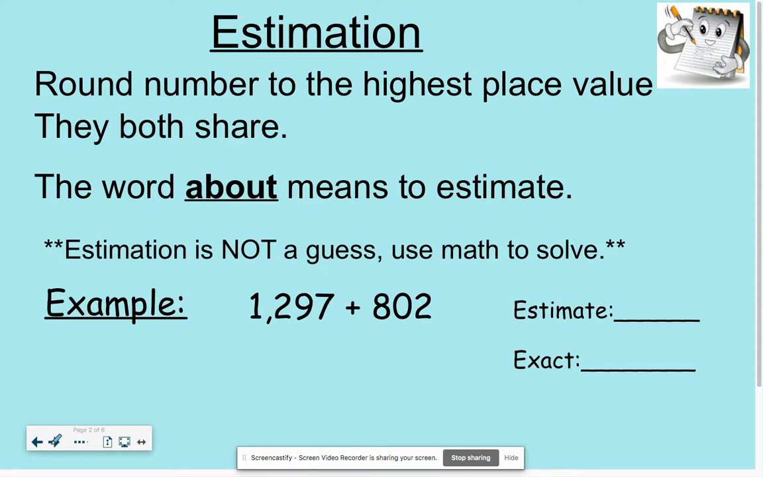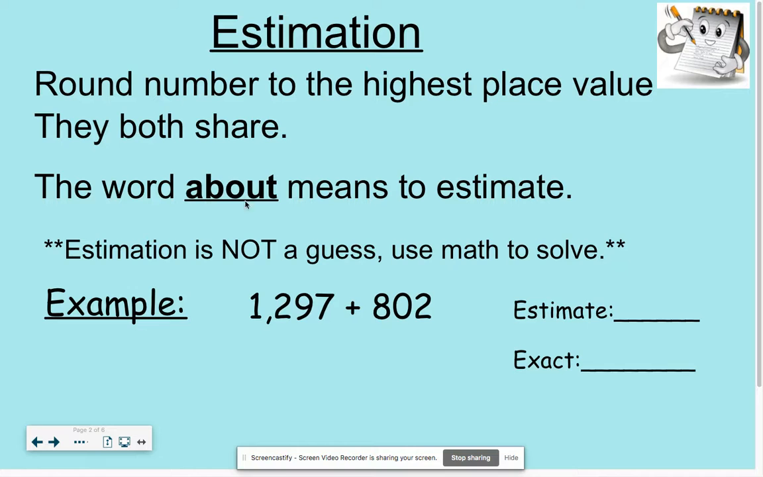So let's take a look at our example here. We have 1,297 plus 802. Now, the first thing we need to do when we're estimating is find what place value they both share. That is the highest. They both have ones, they both have tens, they both have hundreds, but this one only has thousands. The other one doesn't. So the place value that they both share is hundreds.